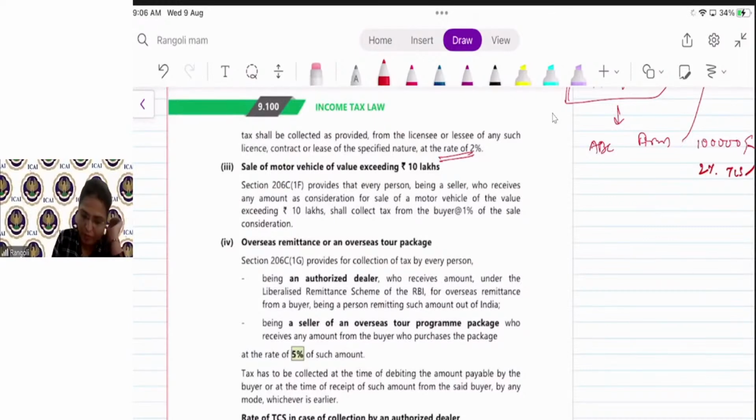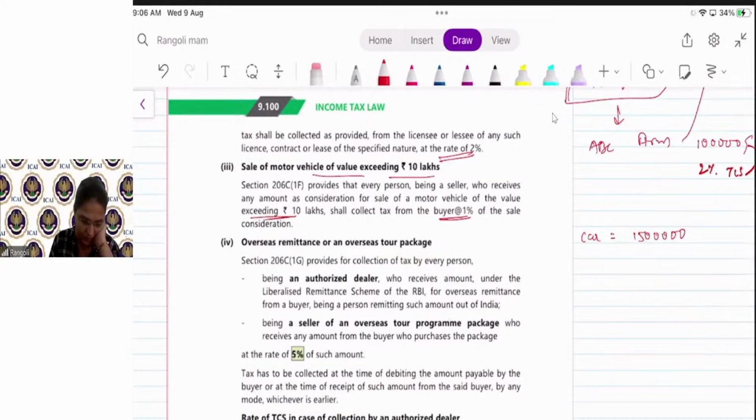Next is sale of motor vehicle with value exceeding 10 lakh. So if you are purchasing any motor vehicle and the value of that motor vehicle is more than 10 lakh, say for example, you are purchasing a car worth rupees 15 lakh, then the showroom owner will collect TCS from you at the rate of 1% on value exceeding 10 lakh.